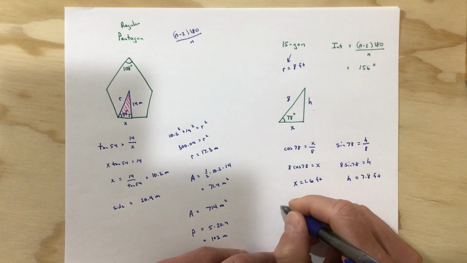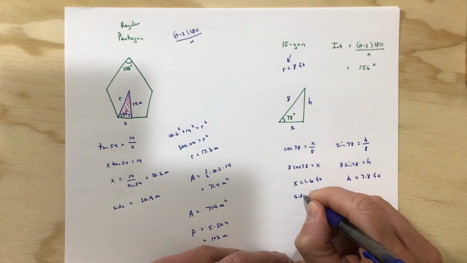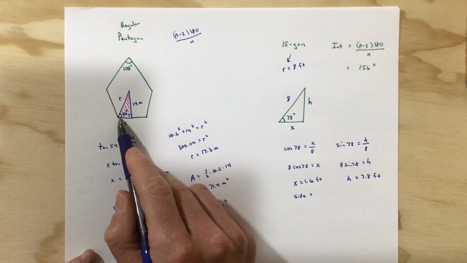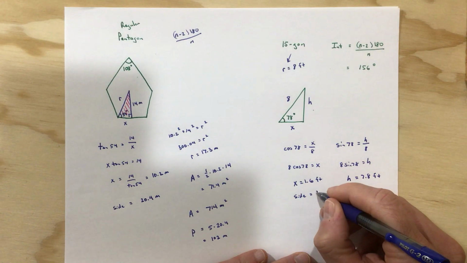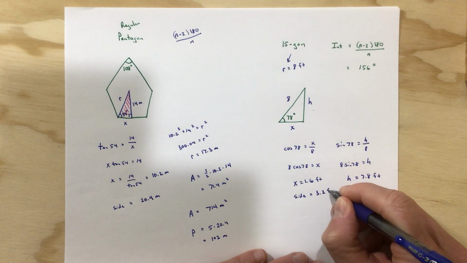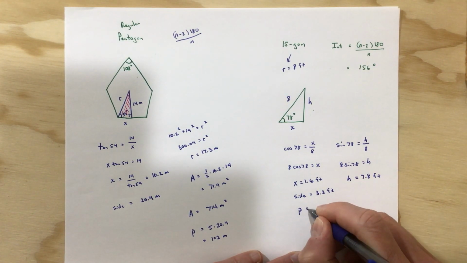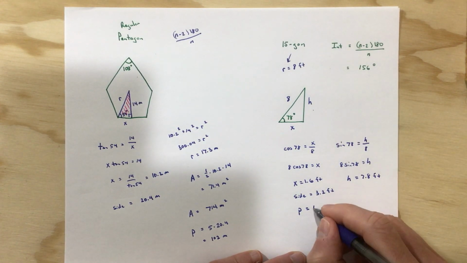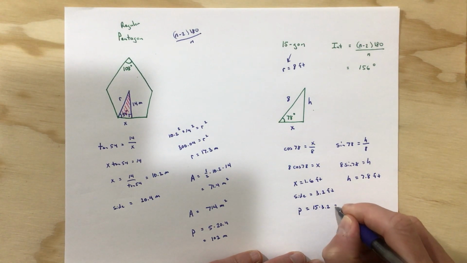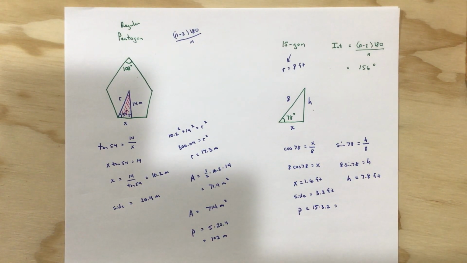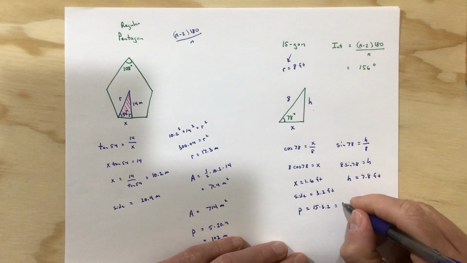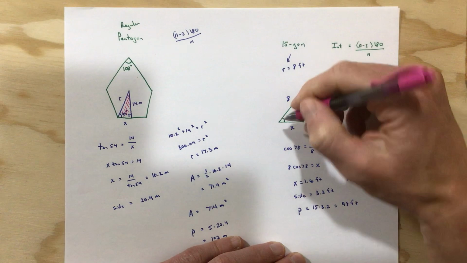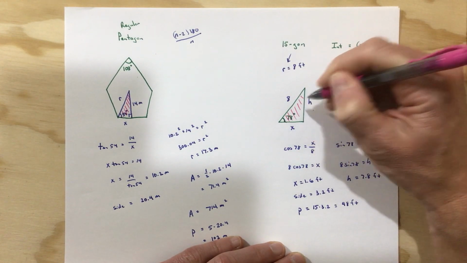So then the side length is just double x, right? If you find x, double it to find the actual side length of the polygon. So the side length is 3.2 feet. And then we can find the perimeter of this 15-gon. A 15-gon has 15 sides, so just 15 times 3.2. 15 times 3.2 is 48 feet.